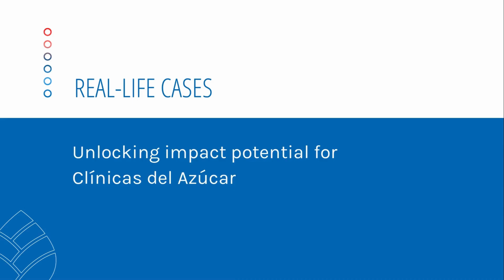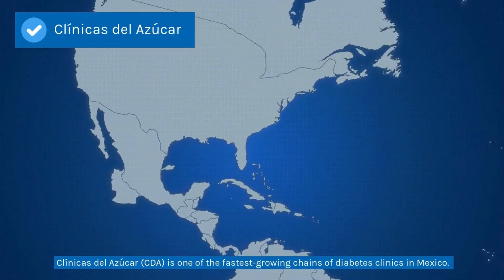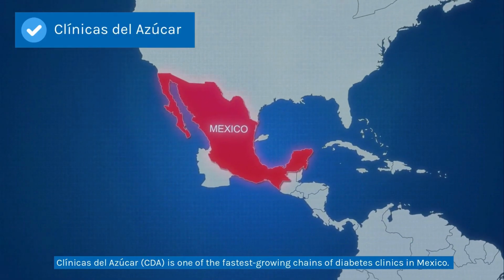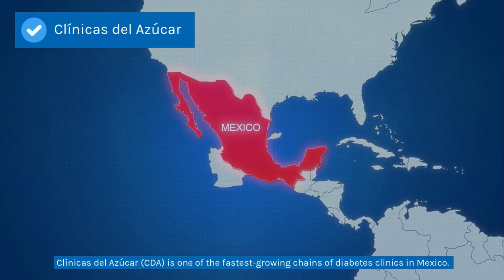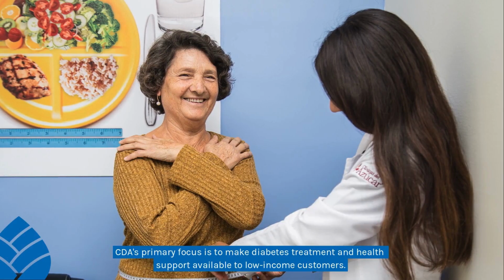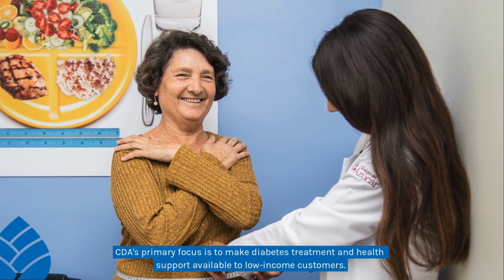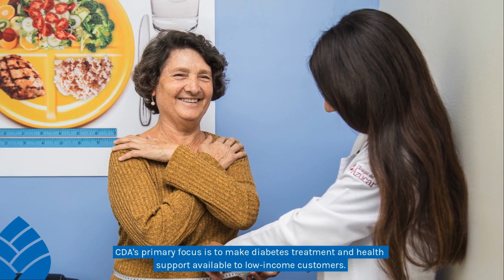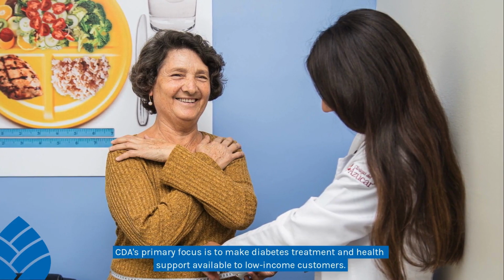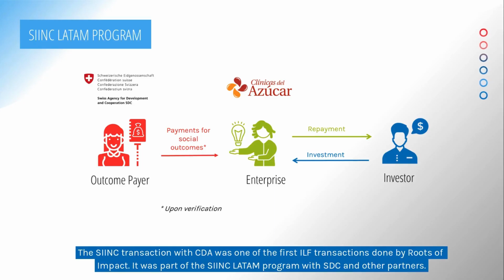Our first example is unlocking impact potential for Clínicas del Azúcar. Clínicas del Azúcar, CDA, is one of the fastest-growing chains of diabetes clinics in Mexico. CDA's primary focus is to make diabetes treatment and health support available to low-income customers. The Sync transaction with CDA was one of the first ILF transactions done by Roots of Impact. It was part of the Sync LATAM program with SDC and other partners.